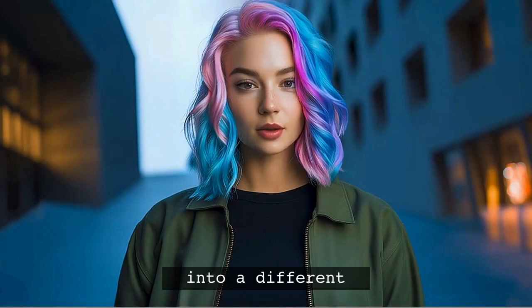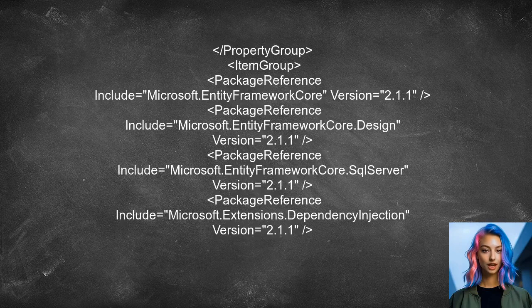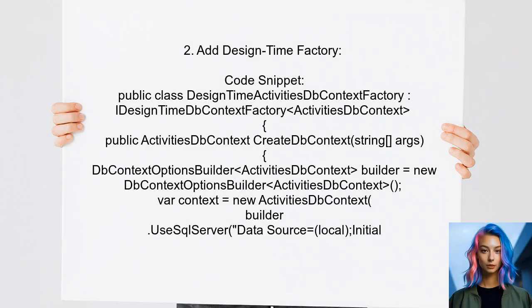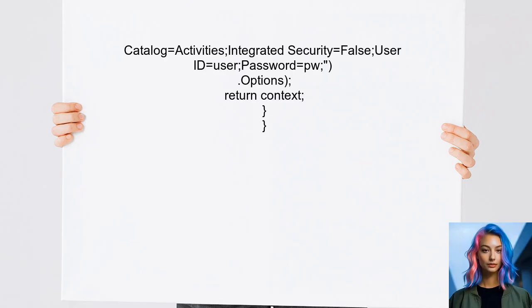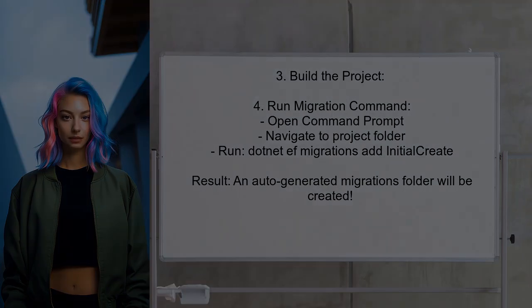Now, let's dive into a different answer from another user. One alternative solution provided by a user involves editing your project file. They suggest targeting both .NET Standard 2.0 and .NET Core App 2.0 frameworks. You will also need to include specific package references for Entity Framework Core. Next, you need to create a design time factory for your DB context. This factory will help in creating the DB context with the necessary options for migrations. After setting up the project and the factory, build your project. Then open the command prompt, navigate to your project folder, and run the command to add your initial migration.